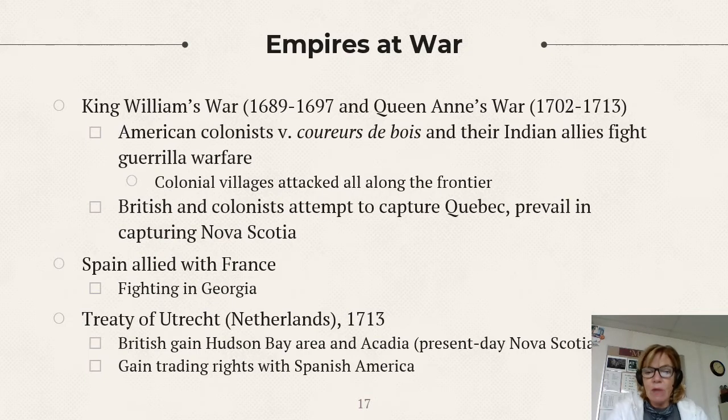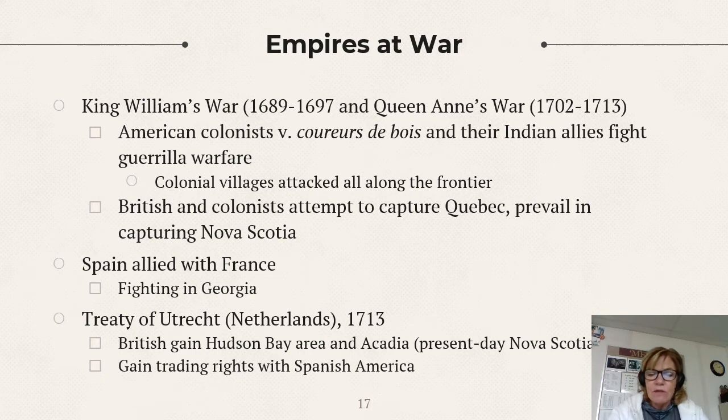So anyway, you have the American colonists going against the French, and the French have along with them the Huron and their other Indian allies. These guys are fighting out on the frontier, this guerrilla warfare. Colonial villages are attacked out on the frontier and everything else. What the colonists do is they try to capture Quebec. They prevail, though, in capturing Nova Scotia. Spain comes in on behalf of France, and there's fighting also taking place down in Georgia, which we know was supposed to be sort of a buffer zone from Spanish attack.